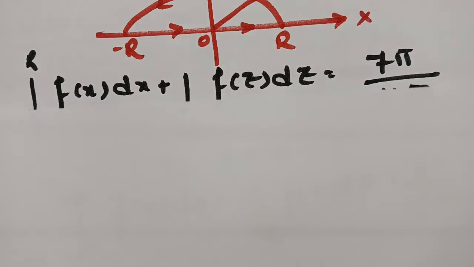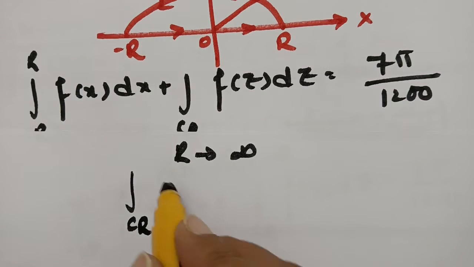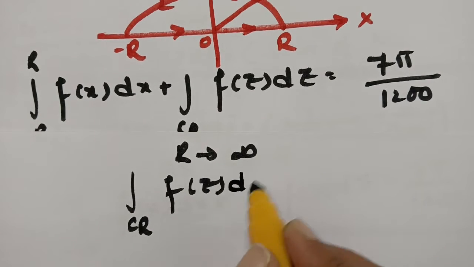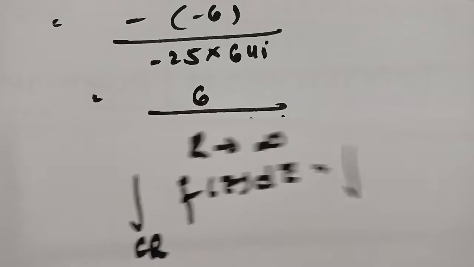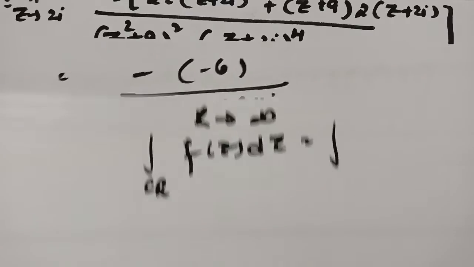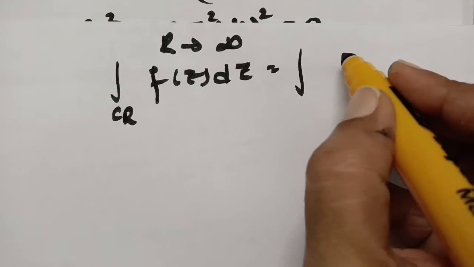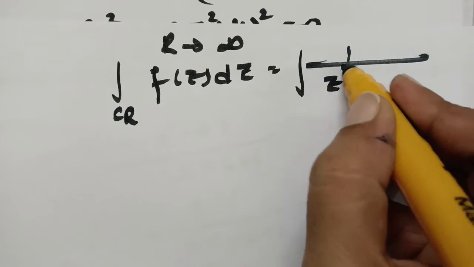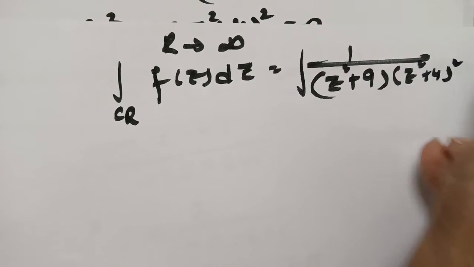See clearly, as r tends to infinity, what happens to this integral over C_R? This is f of z into dz. What is our f of z value? f of z is very clear, it is this one. I'll show you the clarity which I am giving today: 1 by z square plus 9 into z square plus 4 whole square.